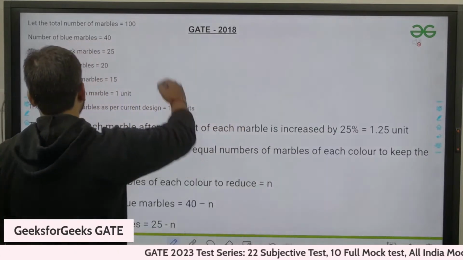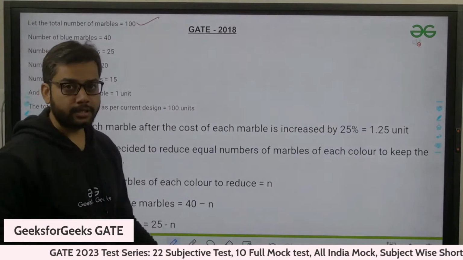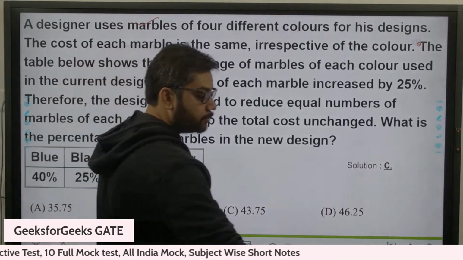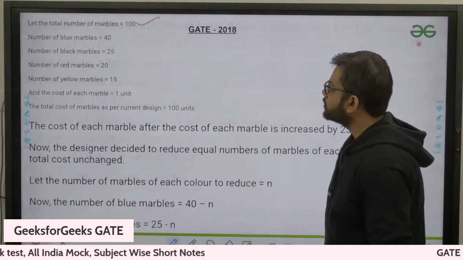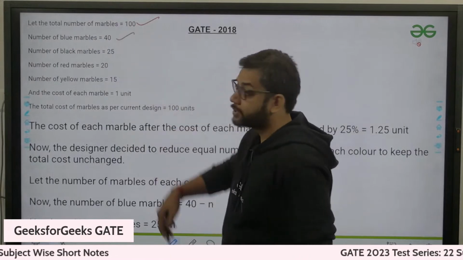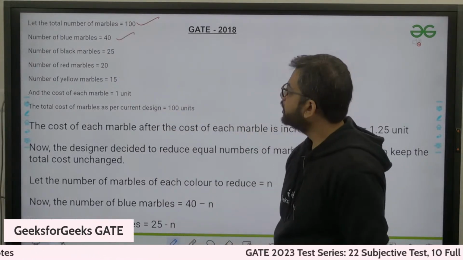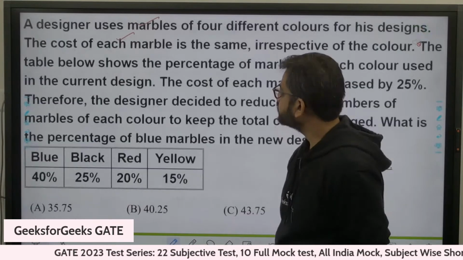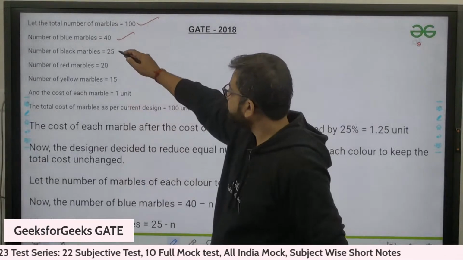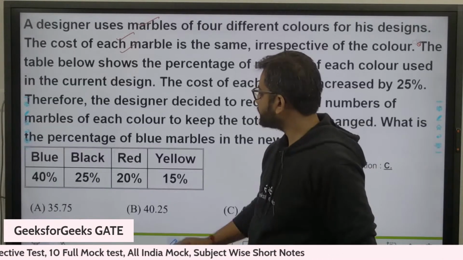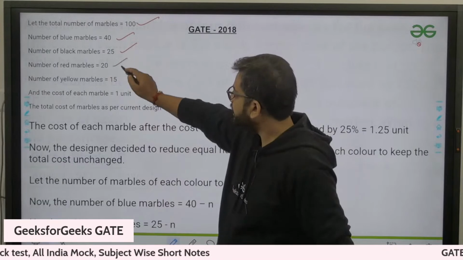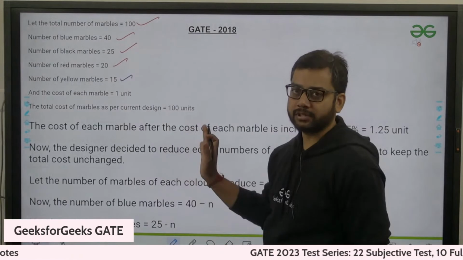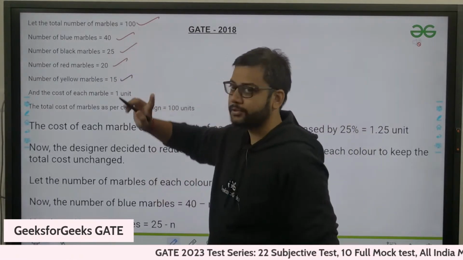So first, the total number of marbles is equal to 100. Now as per the data, blue is 40%, so out of 100 blue is 40. The number of black marbles is 25. The number of red marbles is 20, and yellow is 15%, so 15. The cost of each marble is 1 unit, I have just assumed. So if you add these, it will again give you 100.